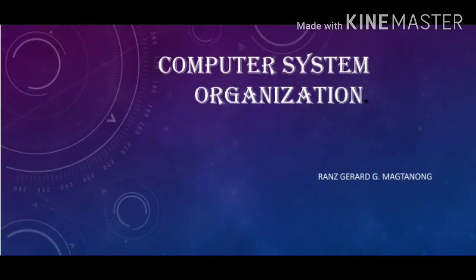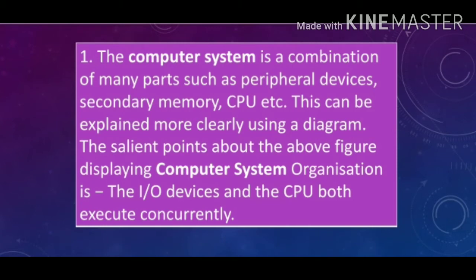Computer system organization. The computer system is a combination of many parts such as peripheral devices, secondary memory, CPU, etc. This can be explained more clearly using a diagram.